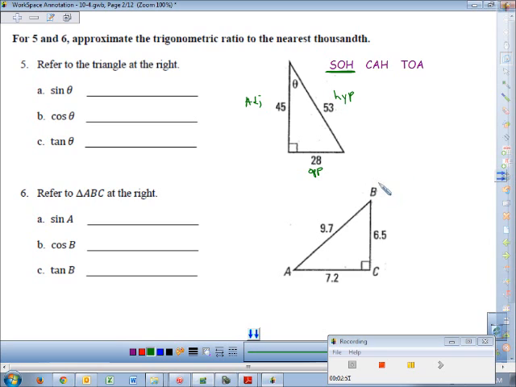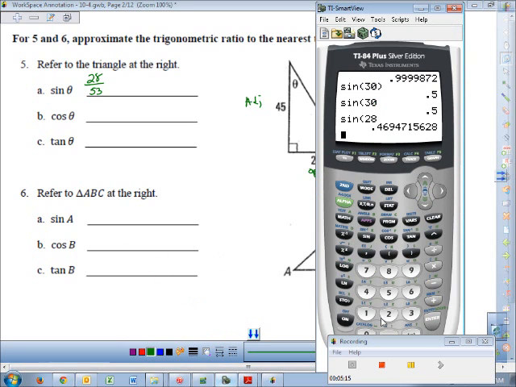It's how long? 28 over the hypotenuse. How long is the hypotenuse? There it is. That is the sine of theta in this particular problem. The definition of sine is the ratio of the opposite guy over the hypotenuse. Can that fraction reduce? 28 over 53?